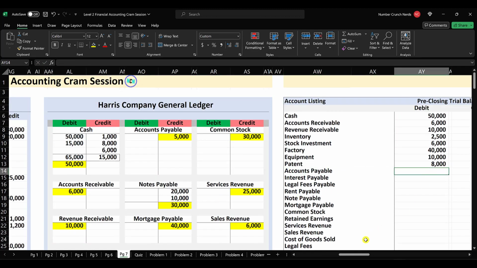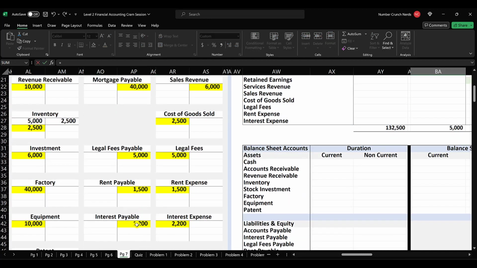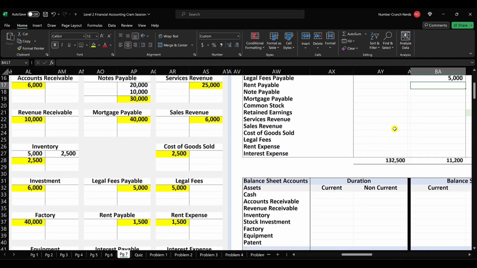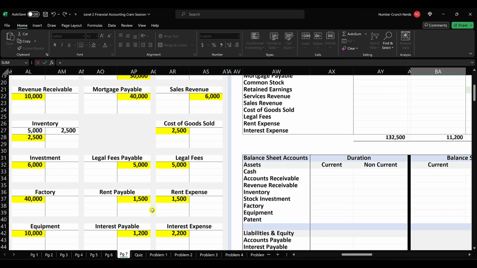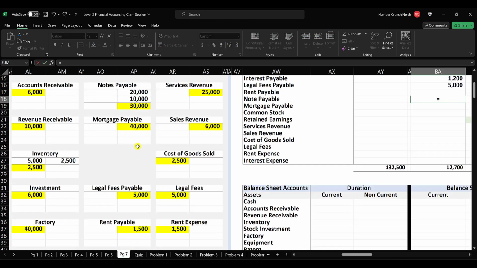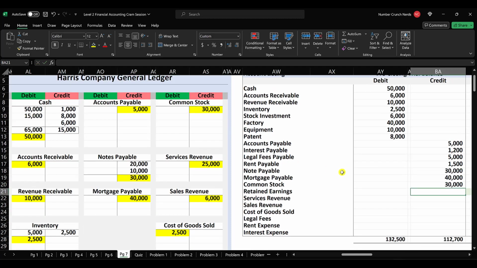What's next here? Accounts payable. Oh, so that is a credit. Accounts payable is a liability. Liability has a credit balance. So I'm going to move over to the credit side of the trial balance. I'm going to grab accounts payable. What's next on here? Interest payable. Let me go down and find that. Interest payable has a credit balance there. Legal fees payable. Let me grab that one. Rent payable. Credit. Put that in the trial balance. Note payable. Where's my note payable? $30,000 right there. Mortgage payable, $40,000. Common stock. Where's my common stock? Right here. Credit of $30,000.